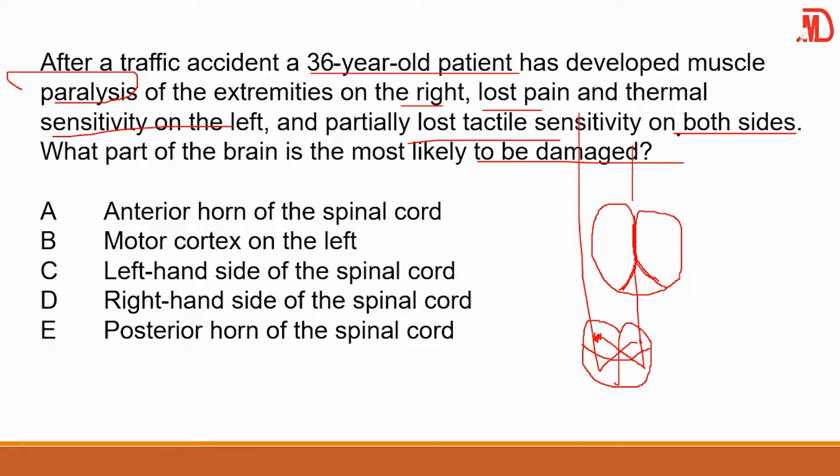So over here, what is your answer? We said there's loss of pain and thermal sensitivity on the left. Based on the explanation, the answer is the right hand side of the spinal cord. Exactly. That is D. Again, always use pain and temperature as your reference point. So this is a contralateral sort of innervation.